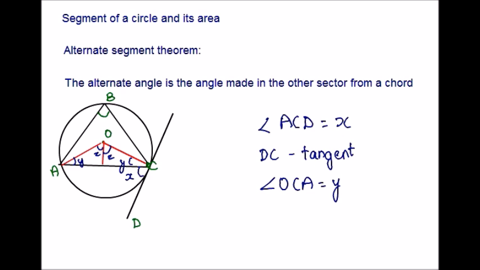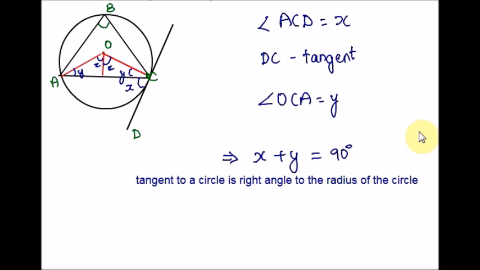We all know that a tangent to a circle is at right angle to the radius of the circle. Am I right? So if you measure this angle, you'll be getting 90 degrees. If you add X and Y, you'll be getting 90 degrees because the tangent is perpendicular to the radius. Let this be equation number 1.